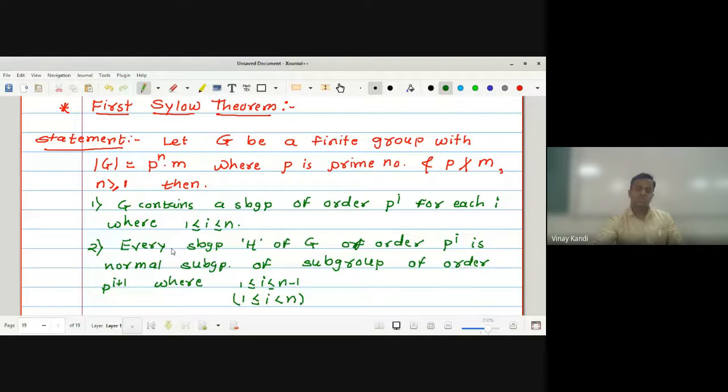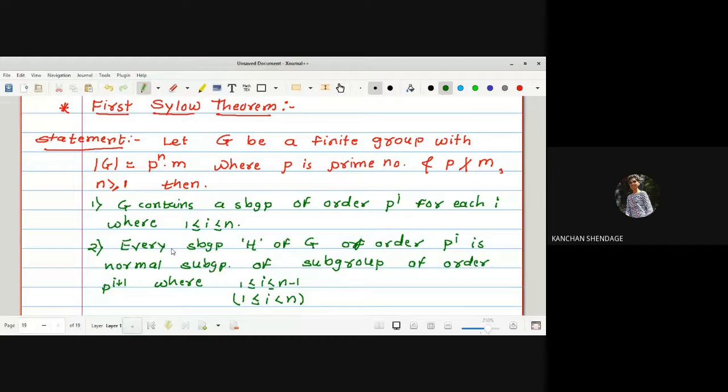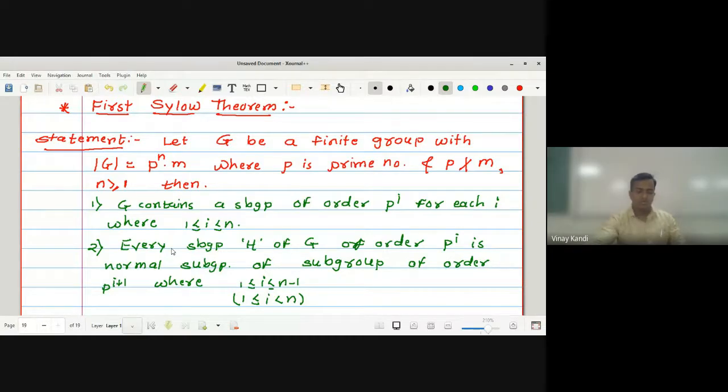Okay, any doubt? Any doubt in the statement? No, sir. Okay, so we will move towards the proof.